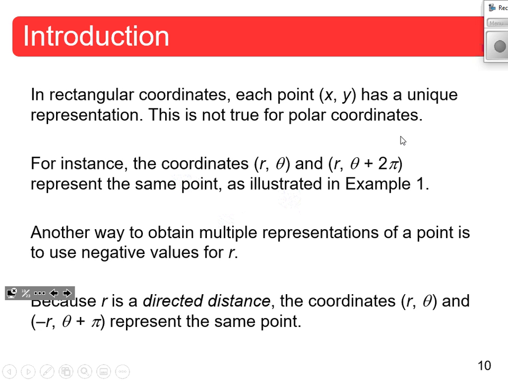So, for instance, the coordinates r comma theta and r comma theta plus 2 pi represent the same point as illustrated here. So as we see, we can keep going around and still get the same point. We're just going around in a circle. Because r is a directed distance, it actually gives us a direction, not a length. The coordinates r comma theta and negative r comma theta plus pi can represent the same point. So we can actually have 4 different ways to represent the same point in polar coordinates. Questions on this here?